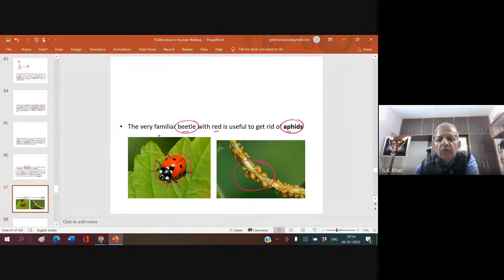So, very familiar beetle, red beetle, is used to get rid of aphids. So, you need not spray anything to kill the aphids. You leave some beetles there, the beetles will eat the aphids. Because only these aphids are harmful to us, to one or the other vegetable or flower. Not this beetle. Beetle is not going to create any problem to us. So, you may say that then the beetle population increases. This beetle may be eaten by another bird or some other organism. So we need not bother much about it.